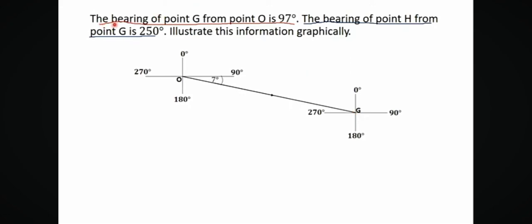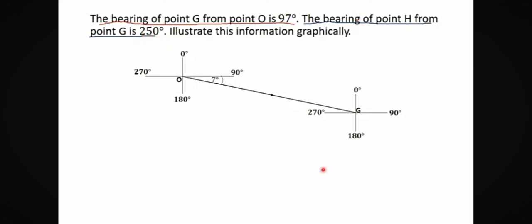The first part, the ending point was point G. The second part, the starting point is on point G. Because the starting point is on point G, we are going to draw this diagram here with the angles indicated on it like this so that we can take the new bearing from point G. So the starting point is point G. The angle is 250 degrees.